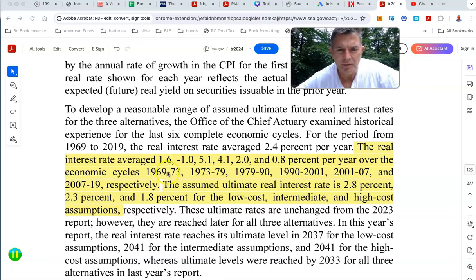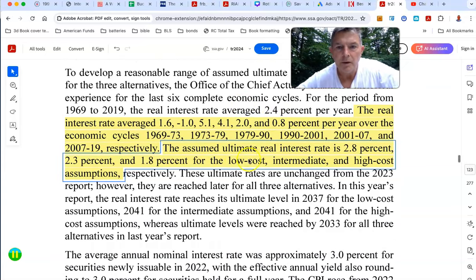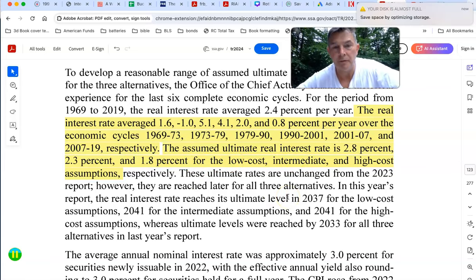Is that right? 1.6? No, I guess it's not. Oh, right here. The real interest rate averaged 2.4% a year from 1969 to 2019. Under the intermediate cost, they're expecting 2.3%. Real is net of inflation, by the way.